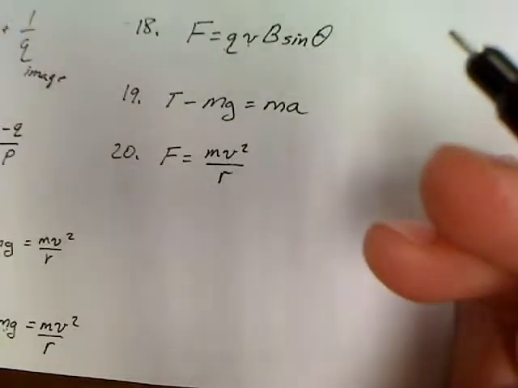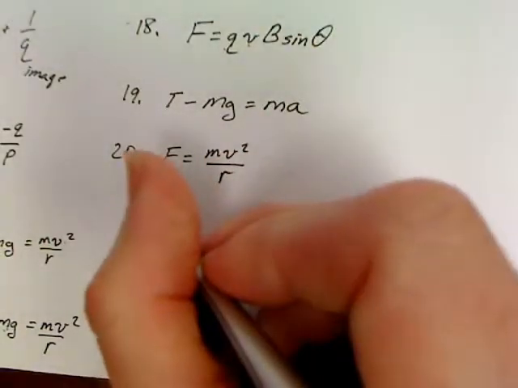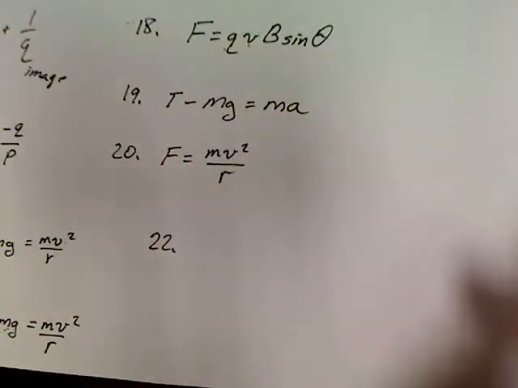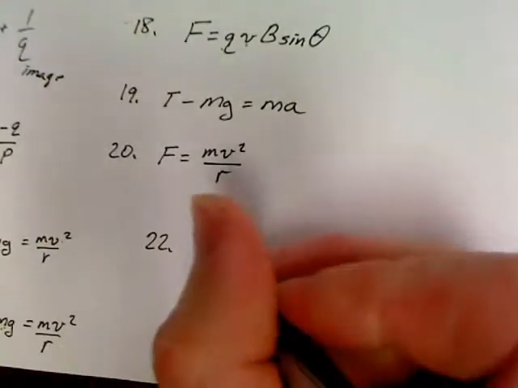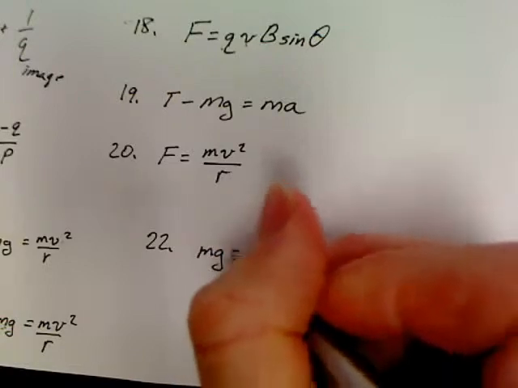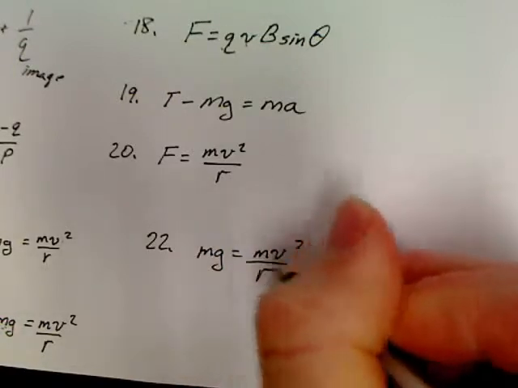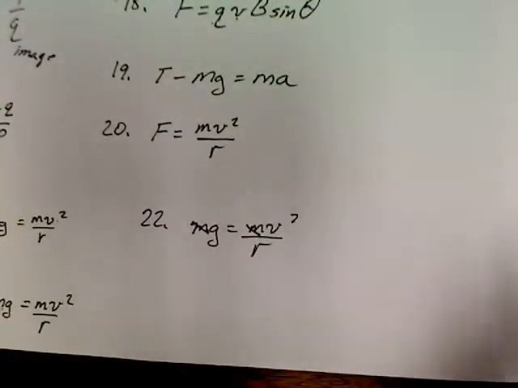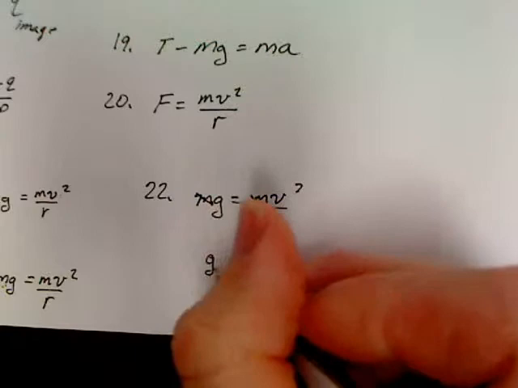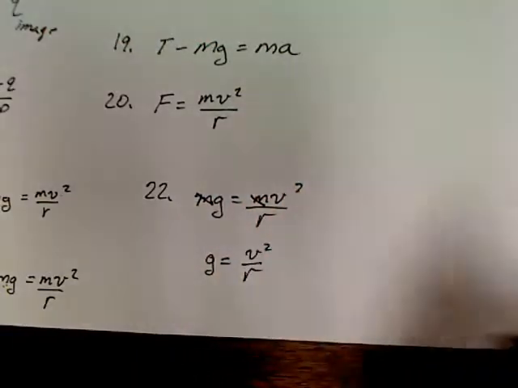Alright, next question. Number 22. Weightlessness. Weightlessness is when you've reached a moment at the top of a circle where your weight is actually your centripetal force. So those masses cancel. So really weightlessness is just g equals v squared over r is all you've got. Alright, that was 22.